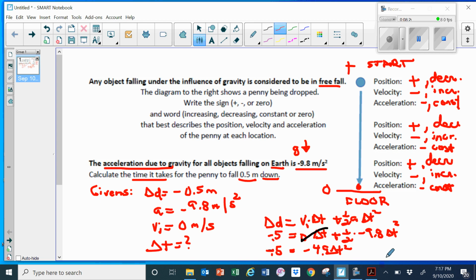I'm not going to show the math because I don't have a lot of space and I don't want to go through all that, but I'm going to divide both sides by 4.9, and then take the square root. Delta t is going to equal 0.32 seconds. So that's the time it takes for a penny to fall 1/2 a meter to the floor from the table. And the one thing I think you can add to this is that this assumes there's no drag due to air. Okay?